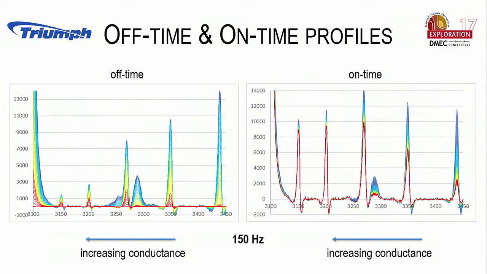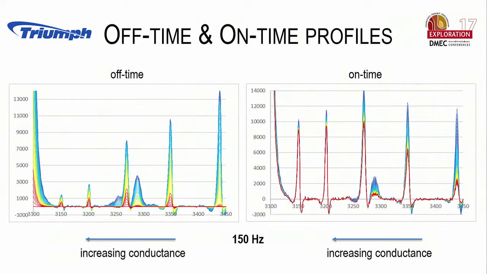So we set up some calibration coils where we place the coils on the ground. They're of increasing conductance. The highest one is around 10.8 milliseconds. The lowest is, I think, 20 microseconds. And here we have five such coils. On the left is the off time. On the right is the on time.